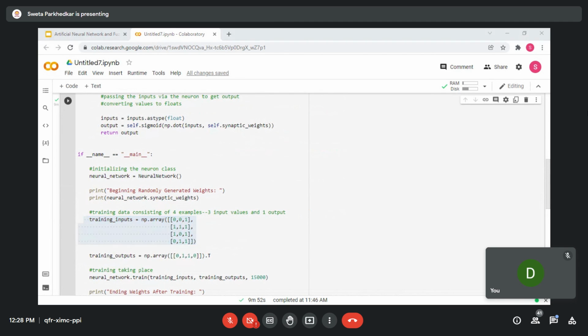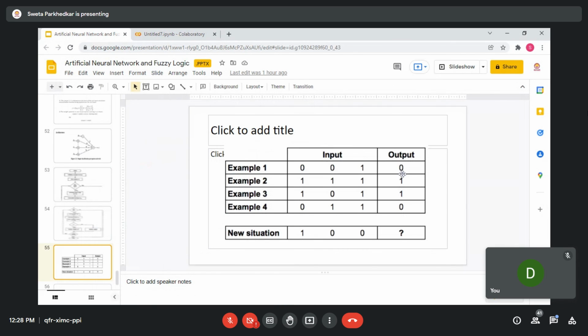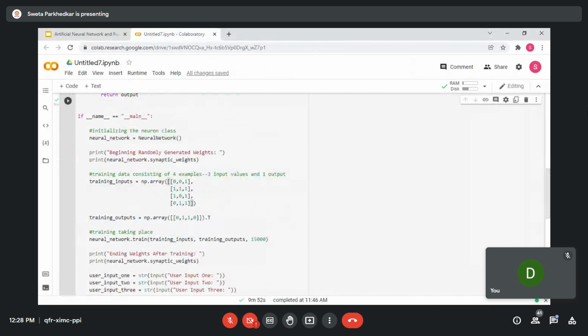Now where did our input data go? For input 0 0 1, the output should be 0. I have written this in an array, np.array, so this will consist of arrays: the 0 0 1 matrix, 1 1 1, 1 0 1, 0 1 1, and the training output also I am providing in the form of an array. So 0, 1, 1, 0. This is your training output.